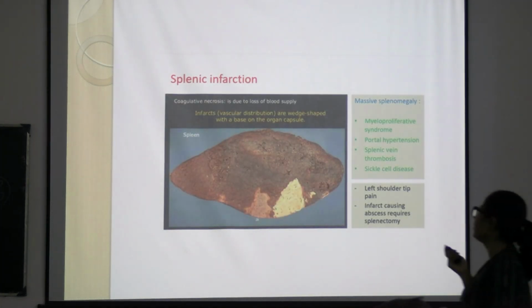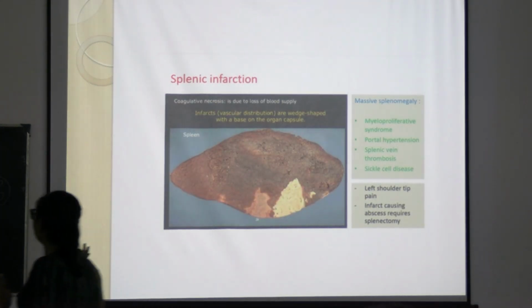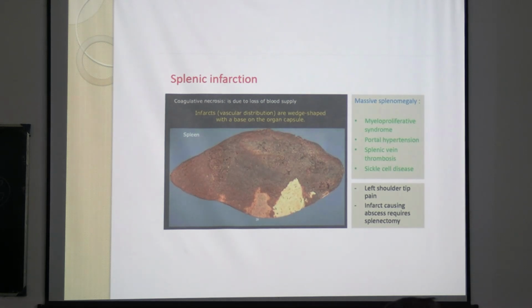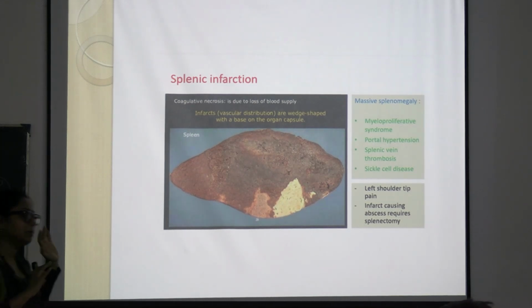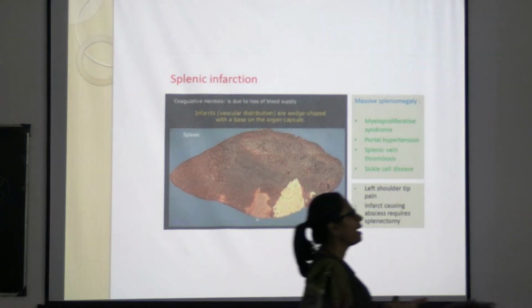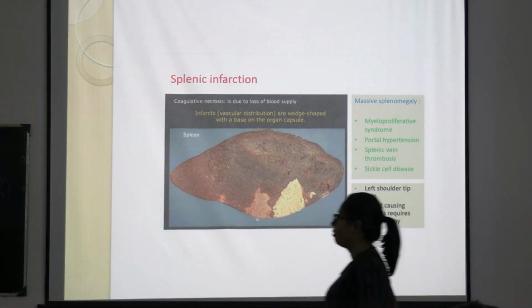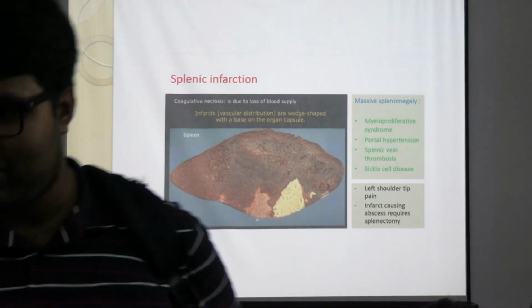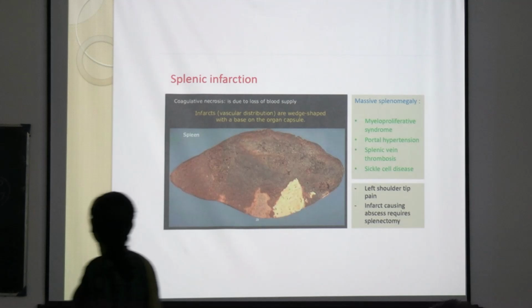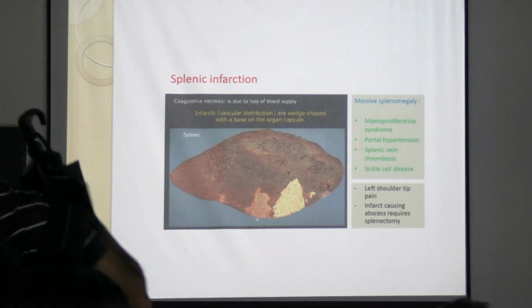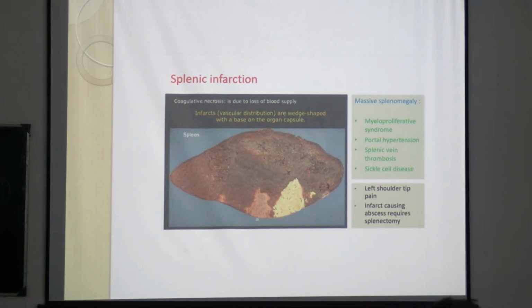So what is this? This is just a gross picture that I'm showing you. This is a splenic infarct. We probably will not show you this particular specimen, but examiners might ask you what the gross findings are. So how are you going to describe the infarct? Splenic infarcts are wedge shaped with the base on the organ capsule.